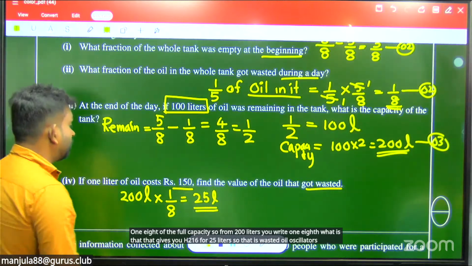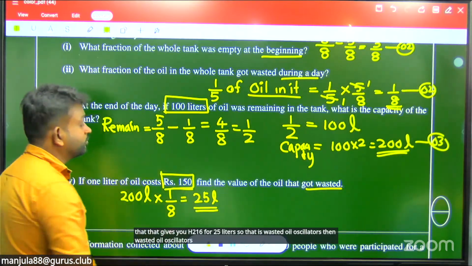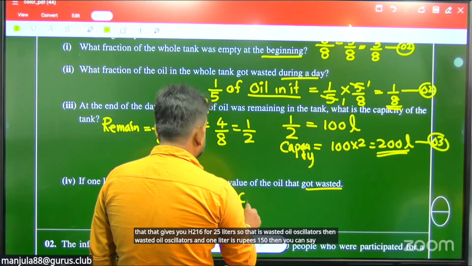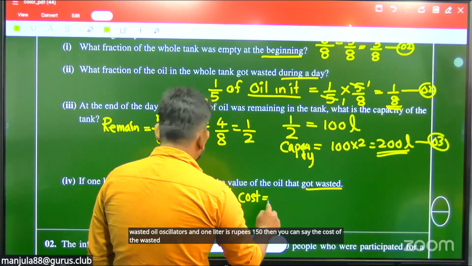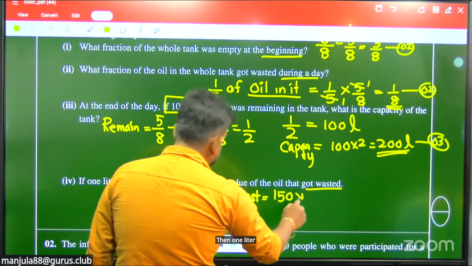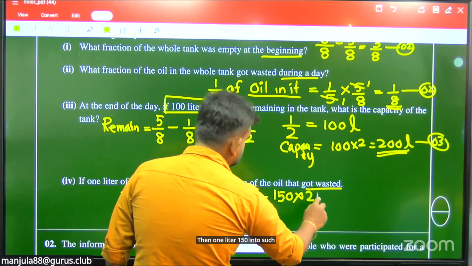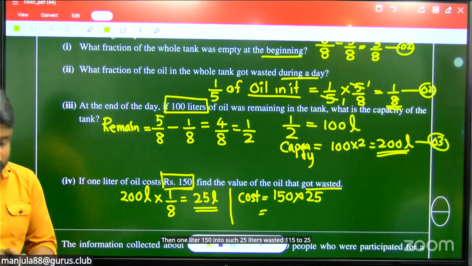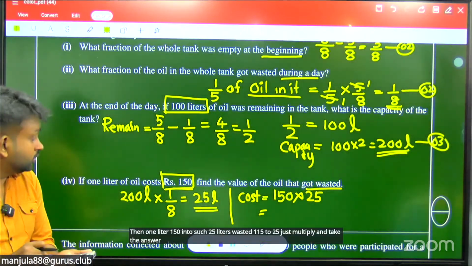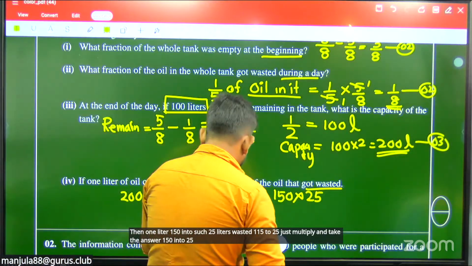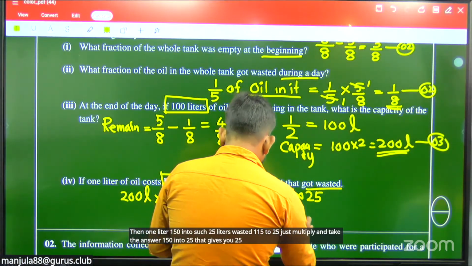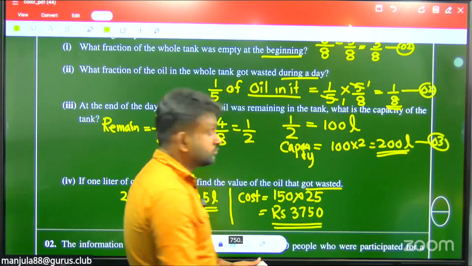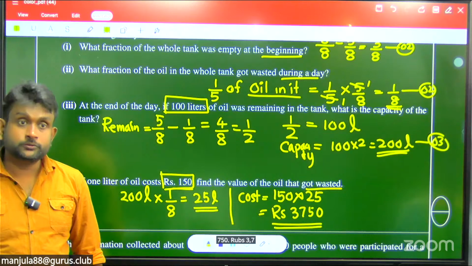Then the wasted oil in liters, and 1 liter is rupees 150. Then you can say the cost of the wasted oil is 150 into 25 liters wasted. Just multiply 150 into 25 and take the answer. That gives you rupees 3,750.